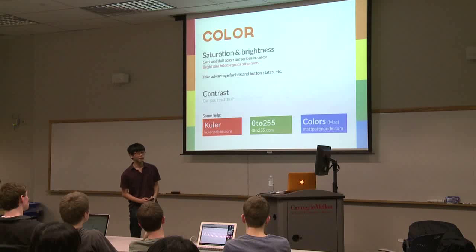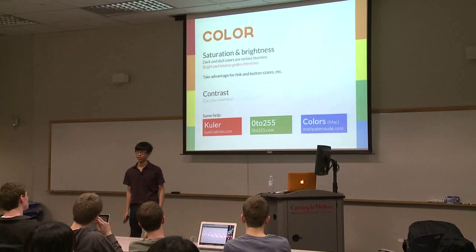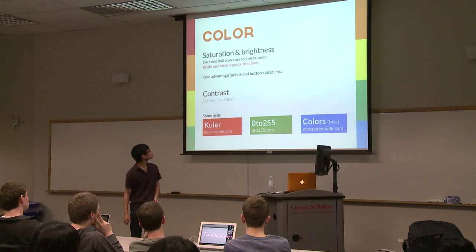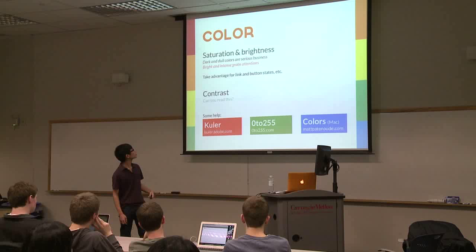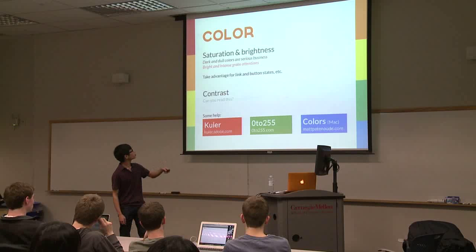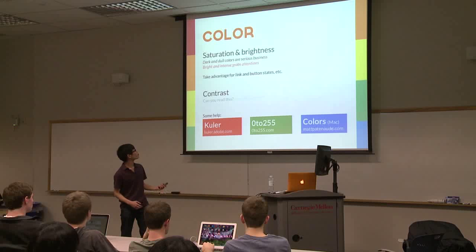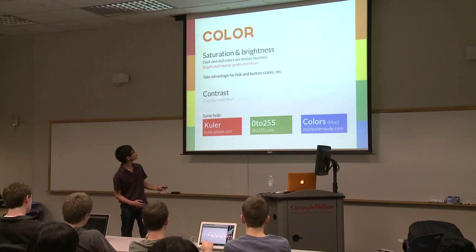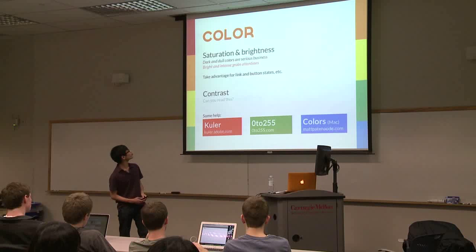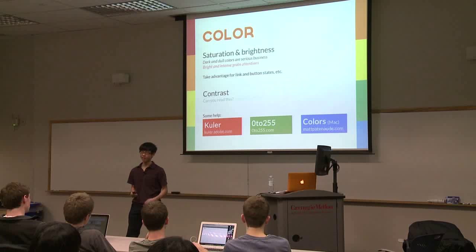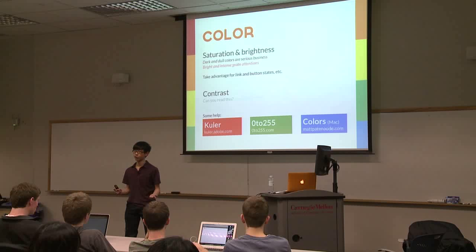Color. Again, this is a whole field of study on color theory, so I'll just go over a few quick things. Saturation and brightness. Dark and dull colors usually have a serious tone again. Bright and intense colors grab attention. You can take advantage of this when you're designing your web application. There are many things on web applications that involve different states. Buttons are probably the most popular use of these.